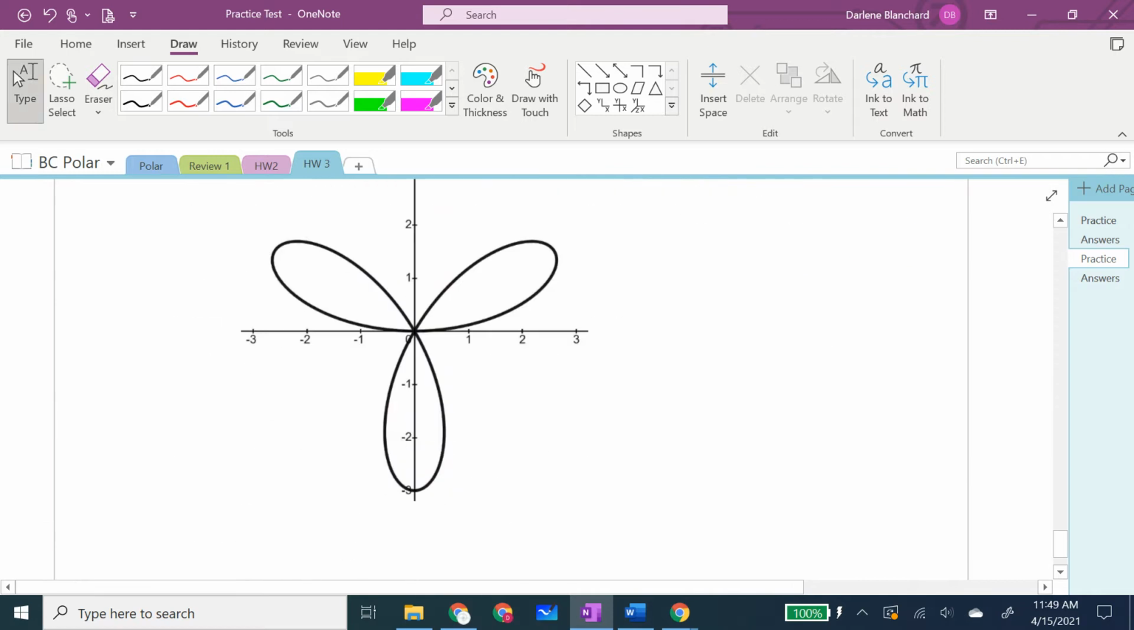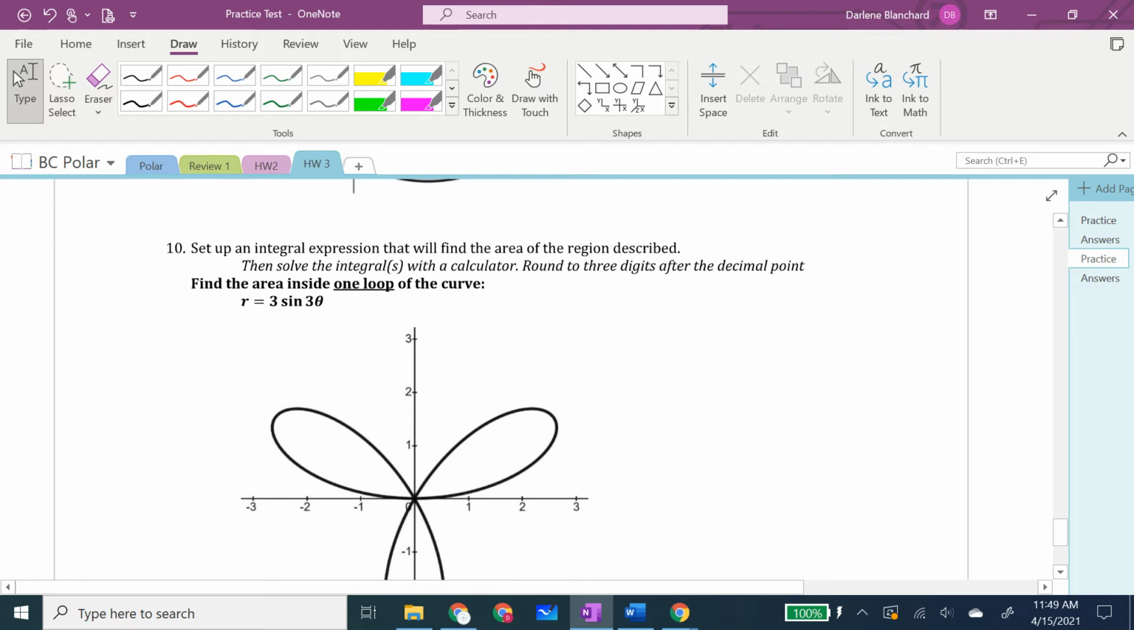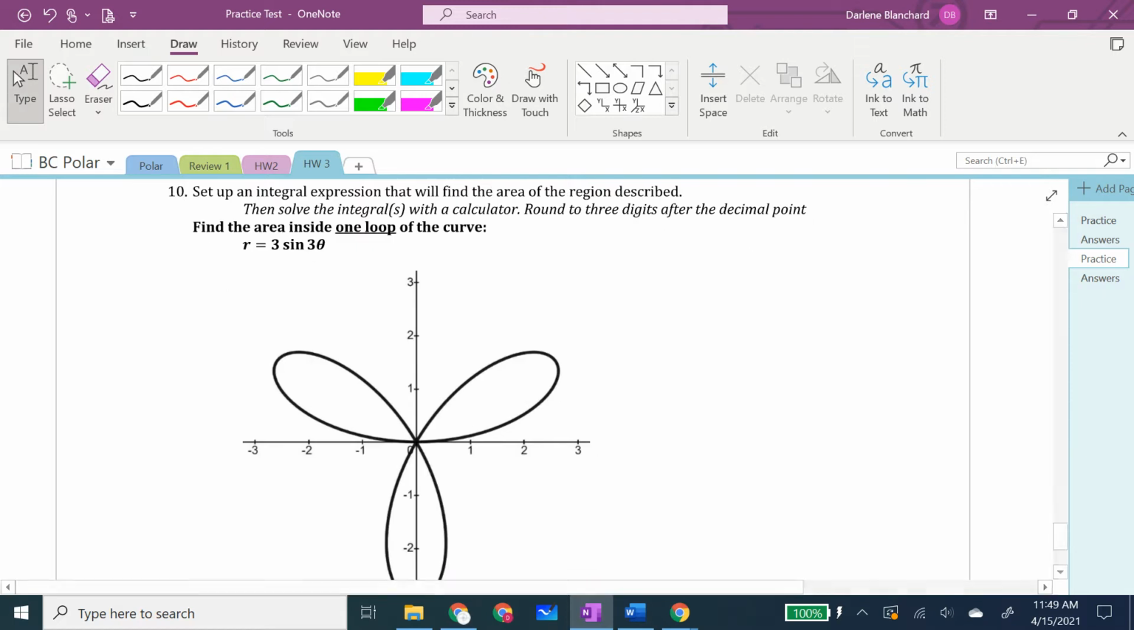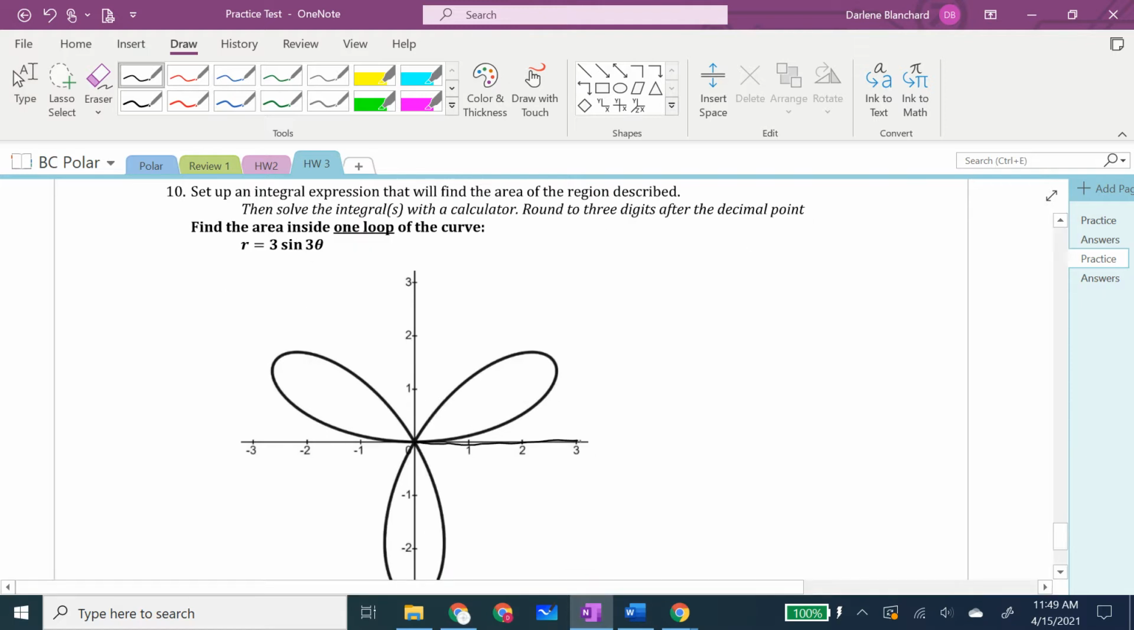As far as what the 3 problems are going to be, one of them could be somewhat similar to number 10, a simpler problem where you're just showing me you know the basic area formula that's going to be used. And with this problem, you're being asked to find the area inside one loop. I'll give you the picture, you'll be able to see it, and you're looking at what are the angles that create a loop.